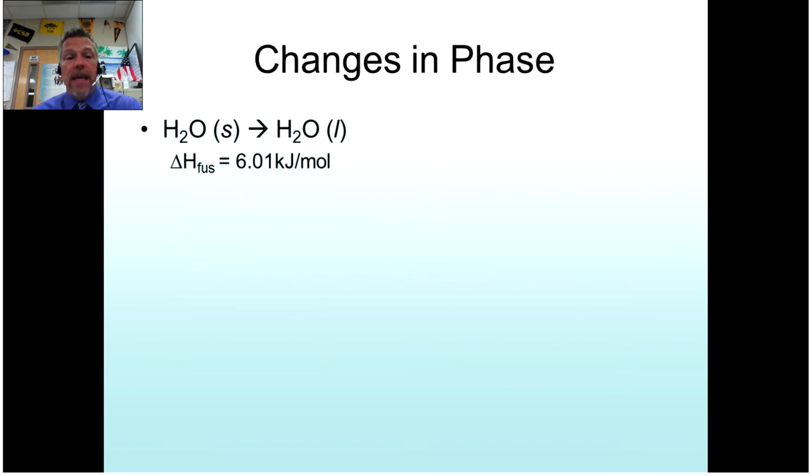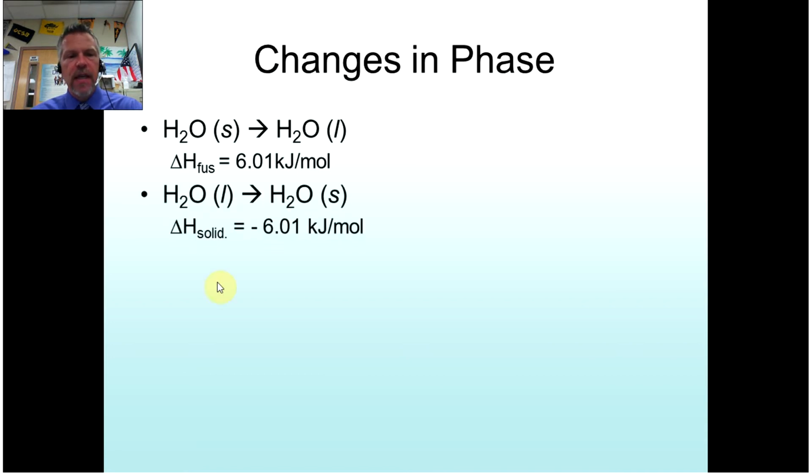So here are some of the actual numbers. The examples I'm giving you are for water. Again, each compound or element is going to have its own numbers for this. The delta H of fusion, that is the amount of heat needed to melt 1 mole of, in this case, water from solid to liquid, is 6.01 kilojoules per mole. You have to add this much heat to melt 1 mole of ice to water.